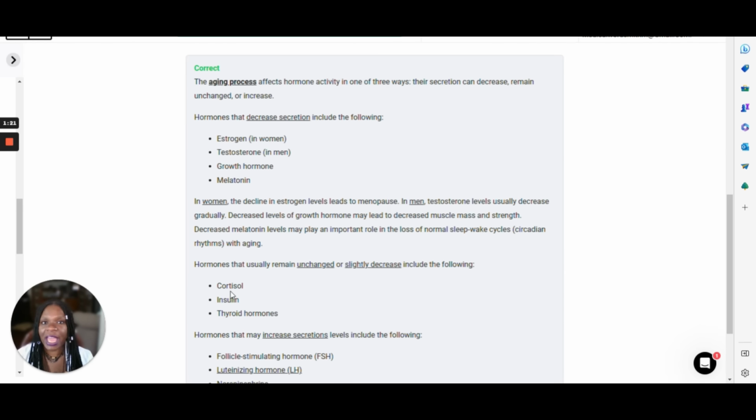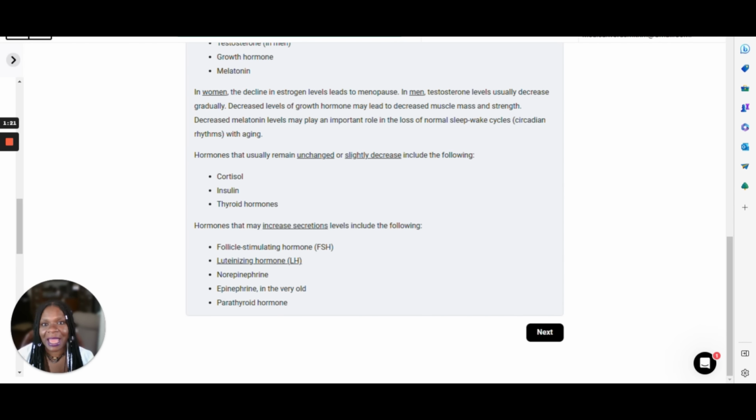However, you have some that are going to increase as you age, and that's going to be the follicle stimulating hormone, or FSH, the luteinizing hormone, or LH, norepinephrine, epinephrine in the very old, or the parathyroid hormone, you guys. So definitely brush up on your hormones that are common in the body. You definitely need to know that stuff.